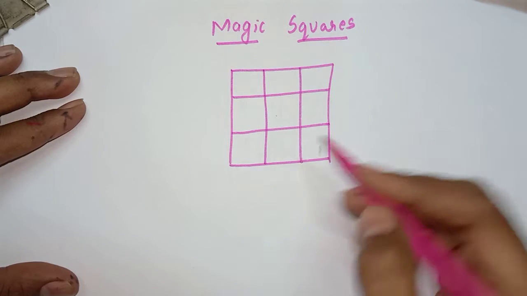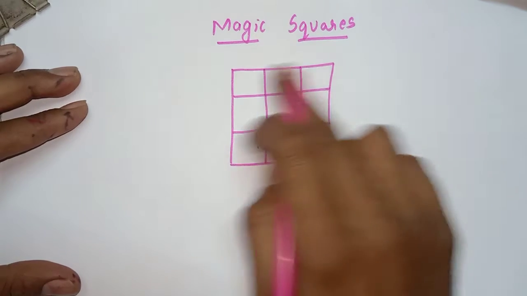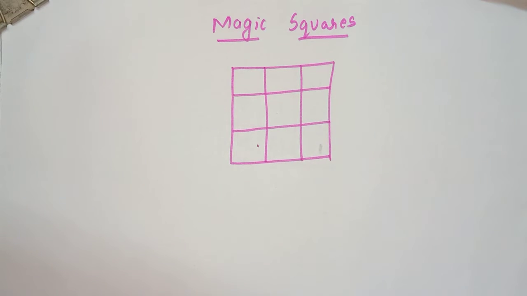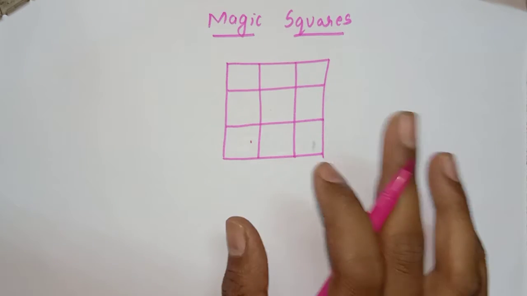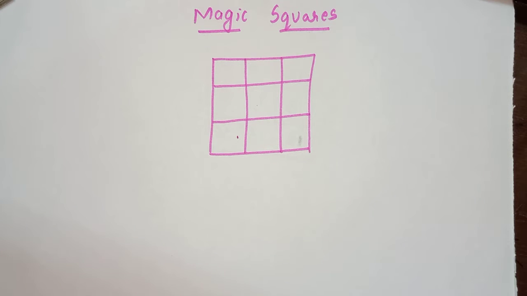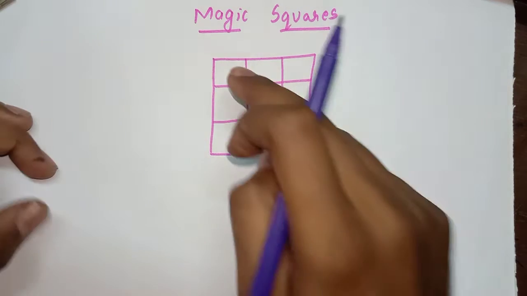3 by 3 means total there are 9 boxes. If it is a 4 by 4 then it will have 16 boxes. If it is a 5 by 5 it will have 25 boxes. The total number of boxes will always be a perfect square number. Now here in this you have to fill in the numbers in such a way. Let me show you after filling the numbers what will happen.